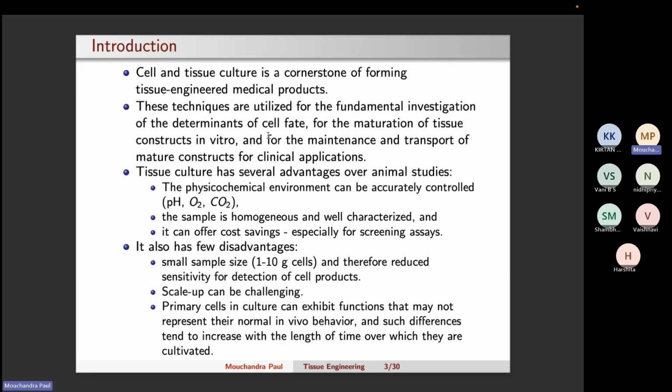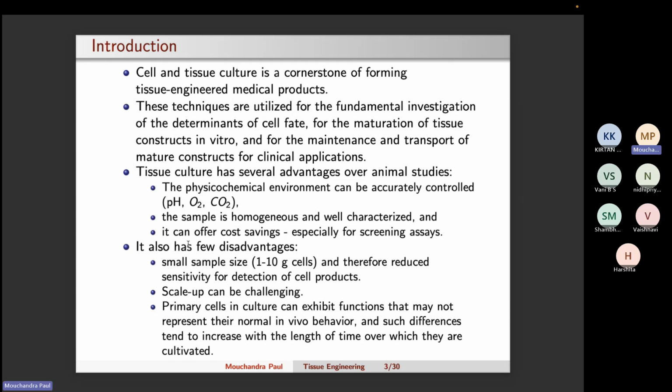So there are various advantages of tissue cultures. First, you can accurately control the physiological environment, like the pH, CO2, and O2 levels. Also, the sample, that is the cells you are using, is homogeneous. You are culturing only one type of cell at a time. As well, the cells are well characterized, using techniques like flow cytometry to see whether specific cell surface markers are recognized, which is used to identify that particular cell.